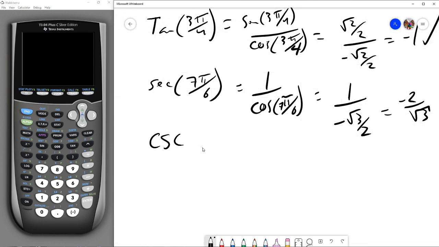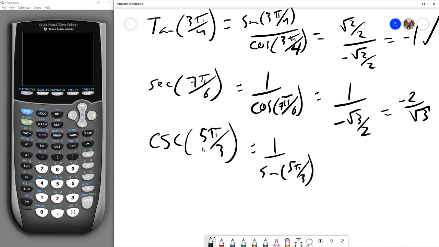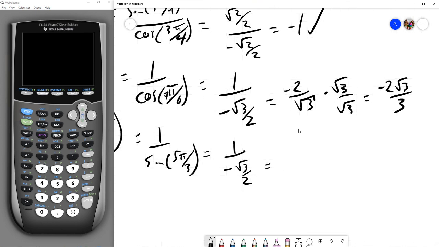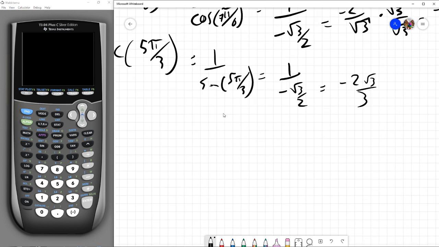We should first do an example with cosecant. How about cosecant of 5 pi over 3? So cosecant's 1 over sine of 5 pi over 3. And we are in quadrant 4, so that's going to be a negative value since y is negative in quadrant 4. And so this is going to be 1 over negative root 3 over 2. Well, we already did that work. So this is negative 2 root 3 over 3. Exciting. Alright. What about this question, though?